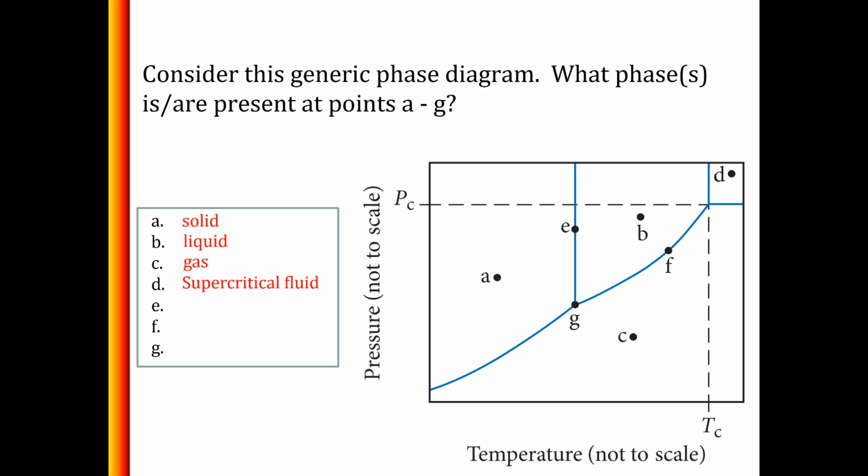E. At E, we're on the line between solid and liquid, so we would put solid and liquid. F, we're on the line between liquid and gas, so we would put both of those. And then finally G, we're at the triple point, so that would be solid, liquid, and gas.